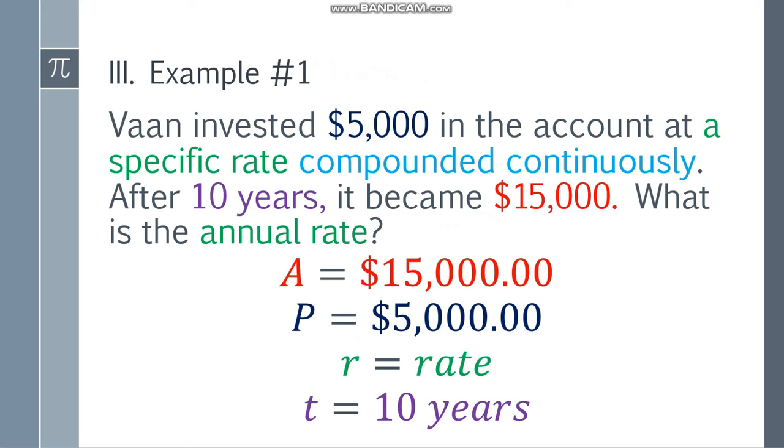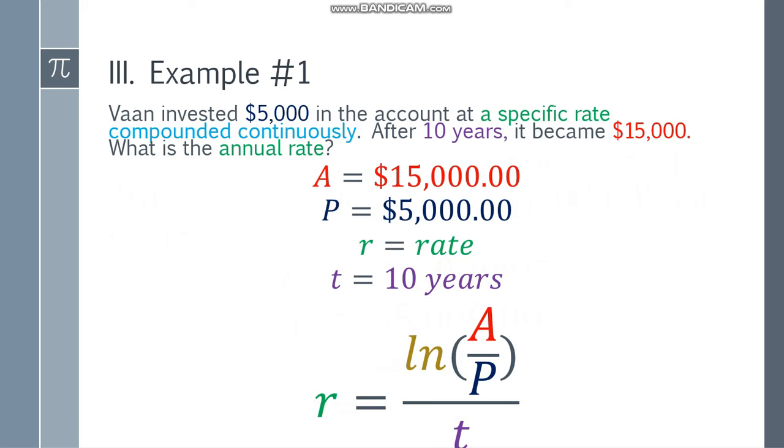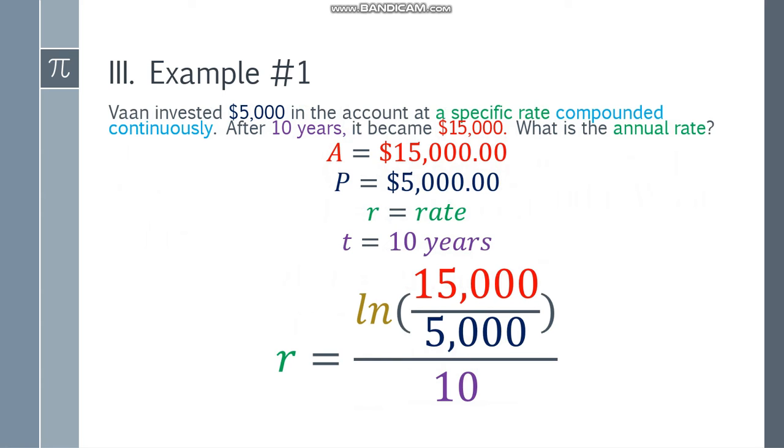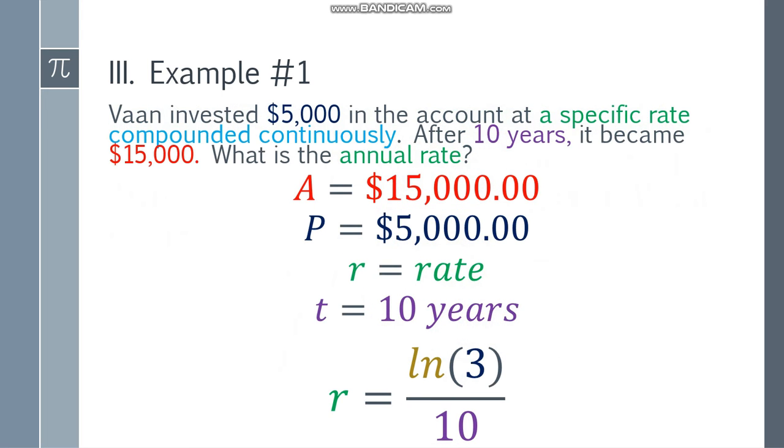Now, the next thing that we'll do is place the formula. So we have r is equal to ln of the quantity A over P, all divided by t, or the time. Now substitute the values. We have ln of the quantity 15,000 over 5,000, and divide all of it by 10. So simplify 15,000 by 5,000, that will be 3. So r is equal to ln of 3 divided by 10.